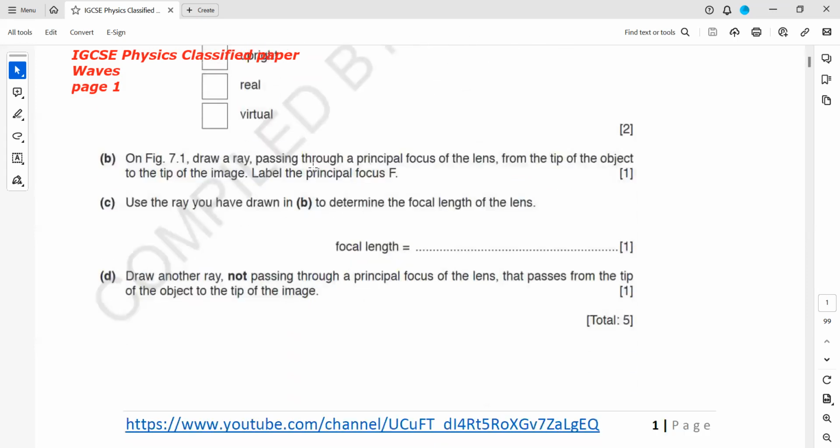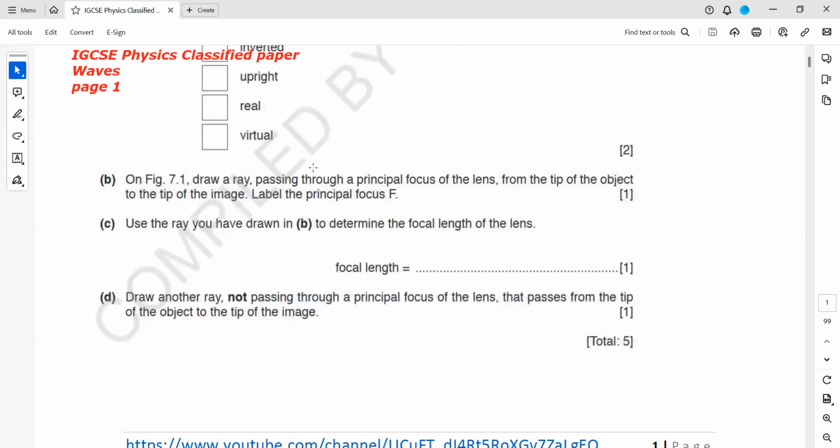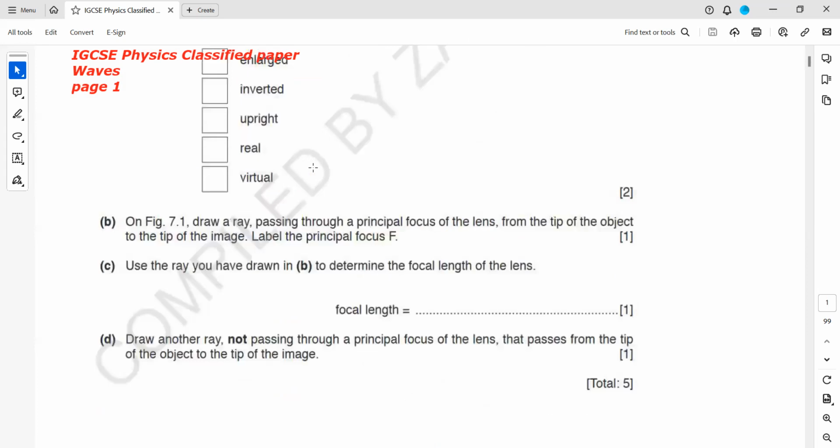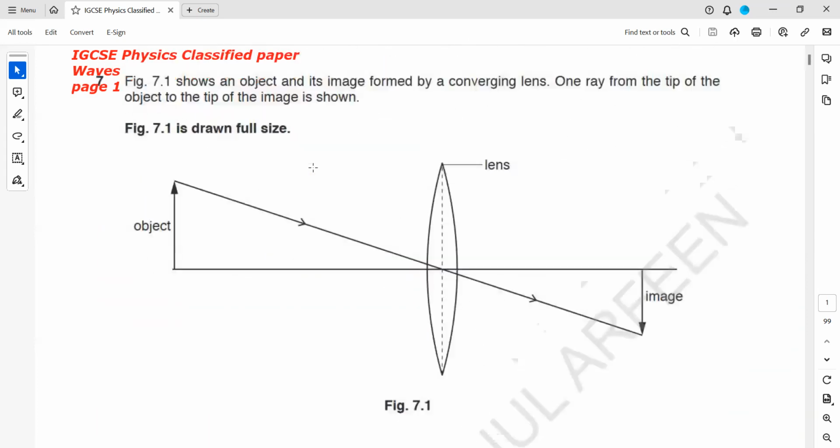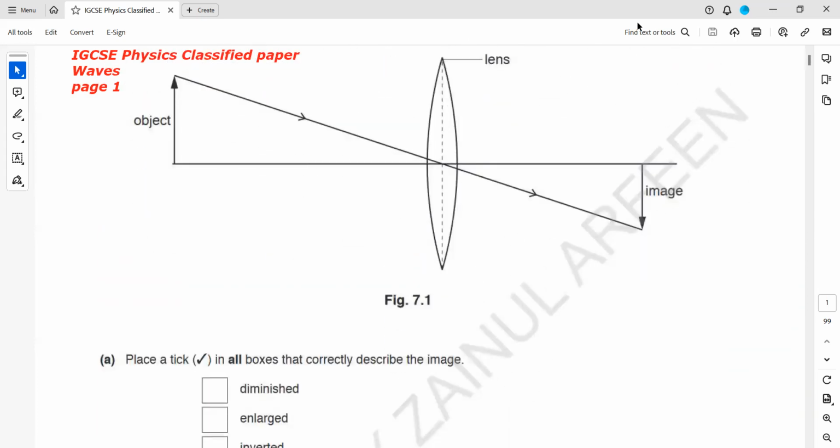The next is: draw another ray, which is not passing through the principal focus of the lens, from the tip of the object to the tip of the image. So we have to draw another ray. Where should I draw another ray? One example is already drawn, the first one they showed, and this one we drew to work out the focus. Where should I draw another ray which should not pass through the focus?